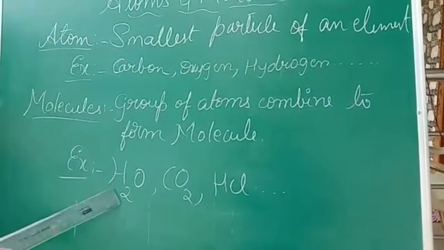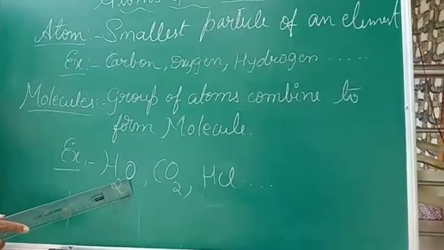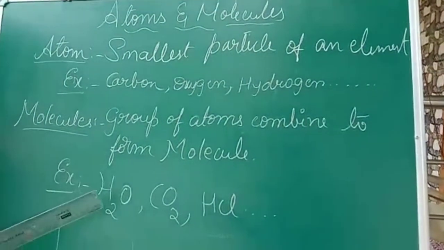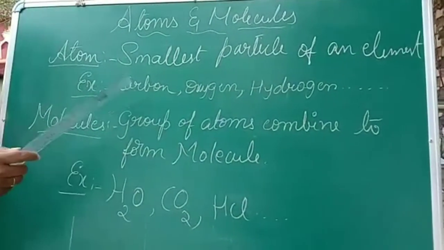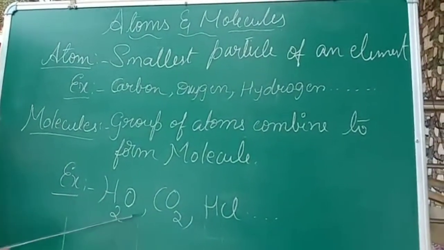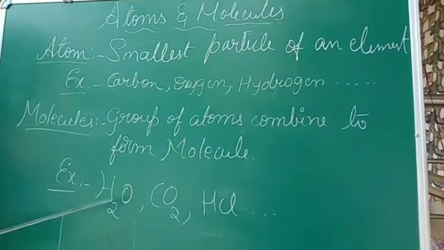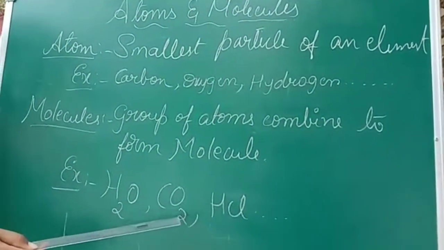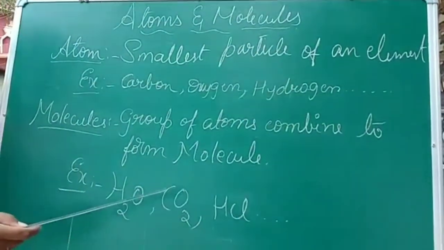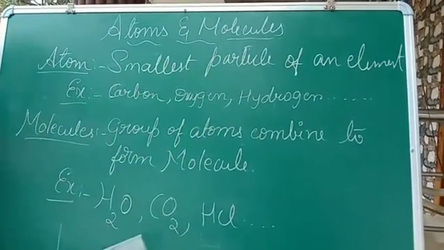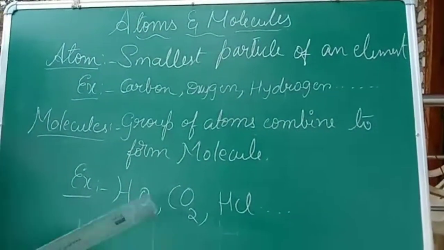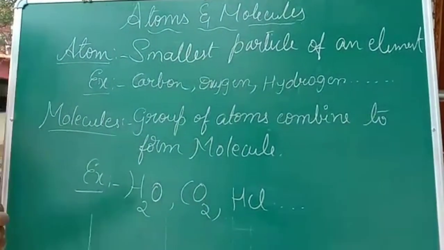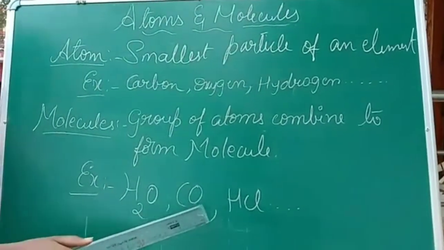For example, H2O. As you already know, H2O is nothing but water. It is a water molecule, wherein to form water we require two different elements, that is hydrogen as well as oxygen. When you combine these two elements, you get a water molecule. Similarly, CO2: carbon as well as oxygen combine to form CO2, which is carbon dioxide. So for the formation of carbon dioxide, you again require two elements, carbon as well as oxygen.